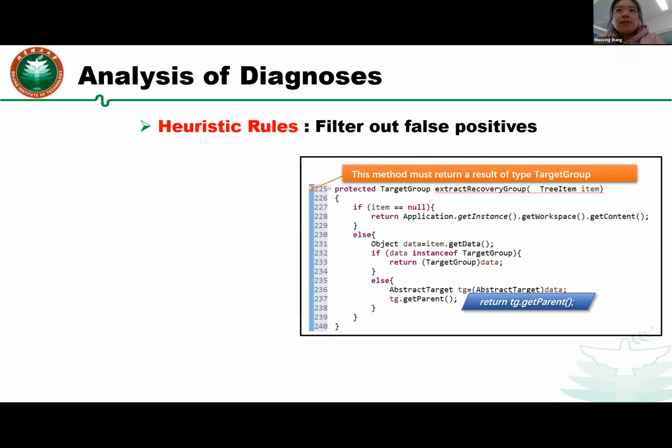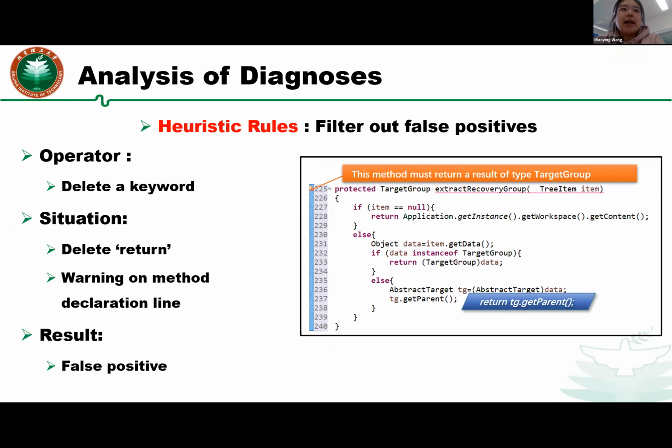To filter out the similar samples, the heuristic rules are designed around which operator we use, delete a keyword, under what situation, delete return, and a warning on a method declaration line. And for the result, it is a false positive. After filtering out the false positives, we regard the reminder as suspicious diagnosis.